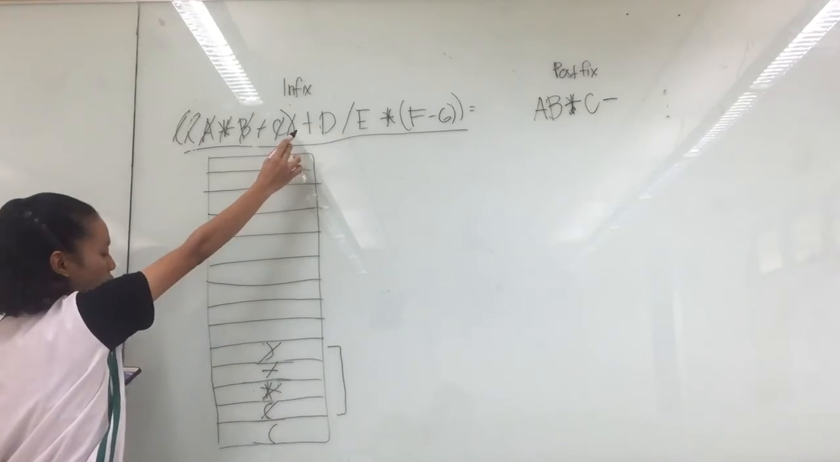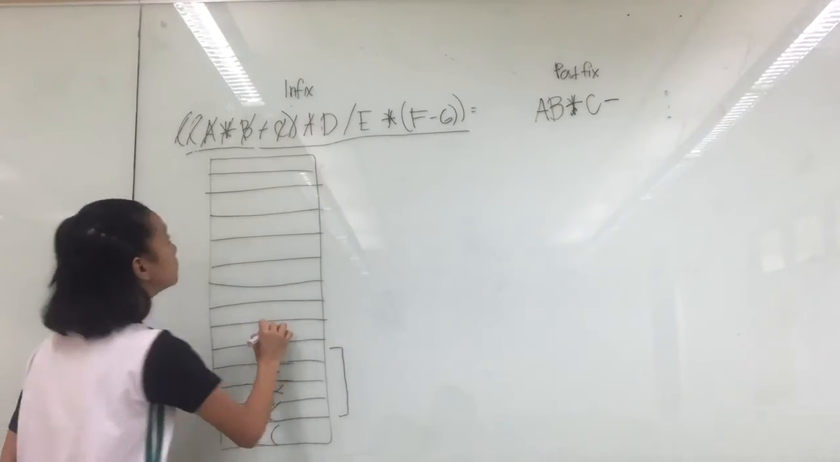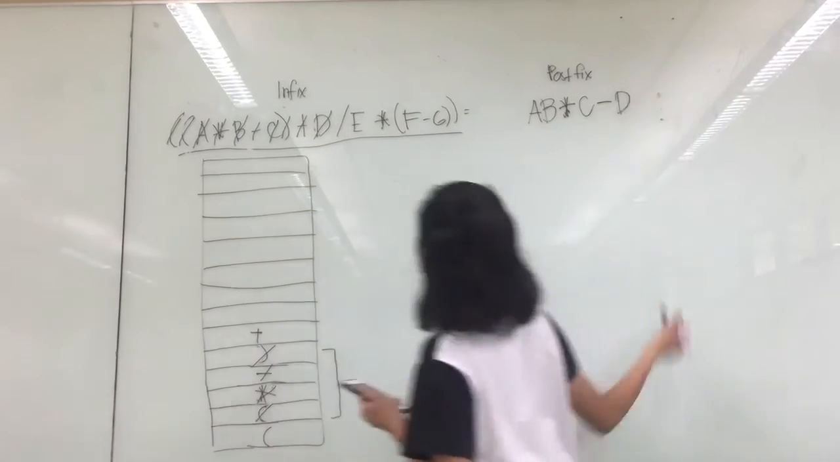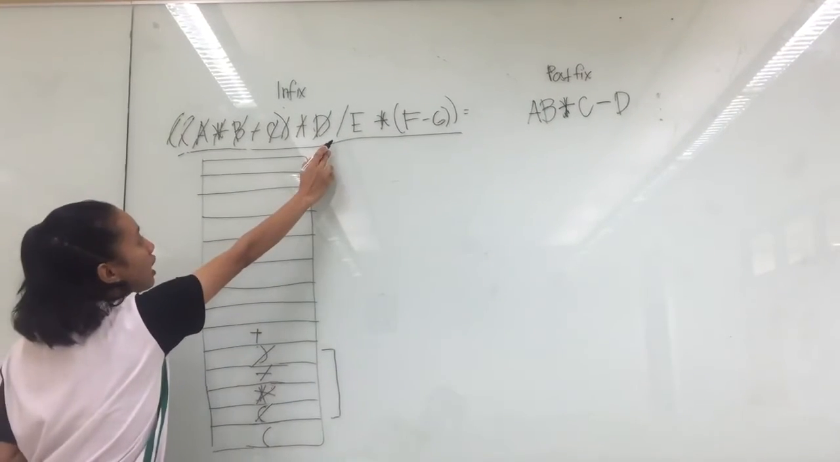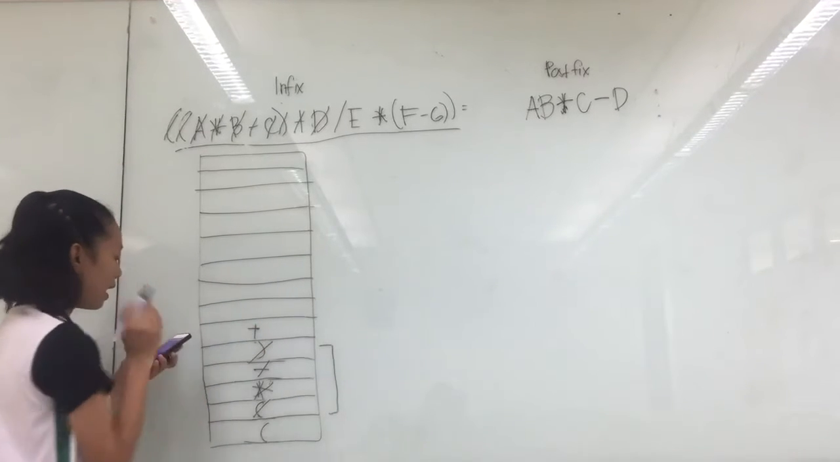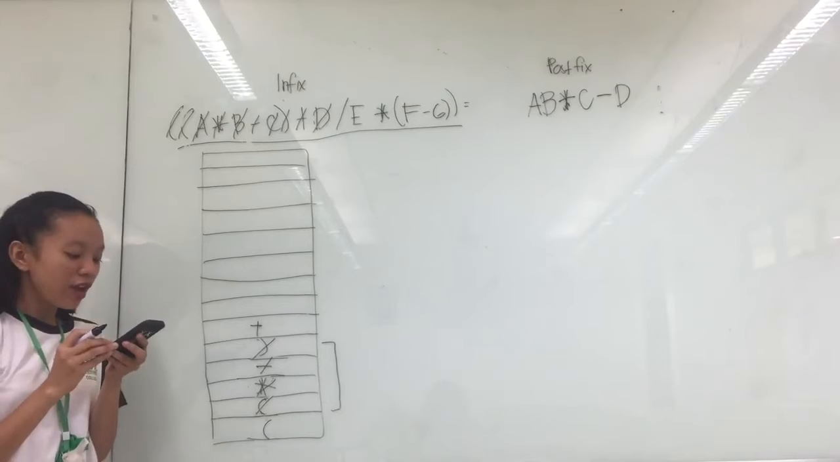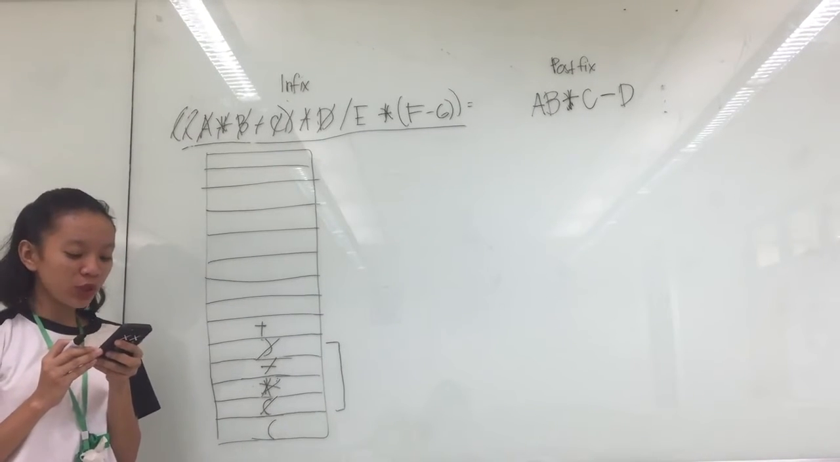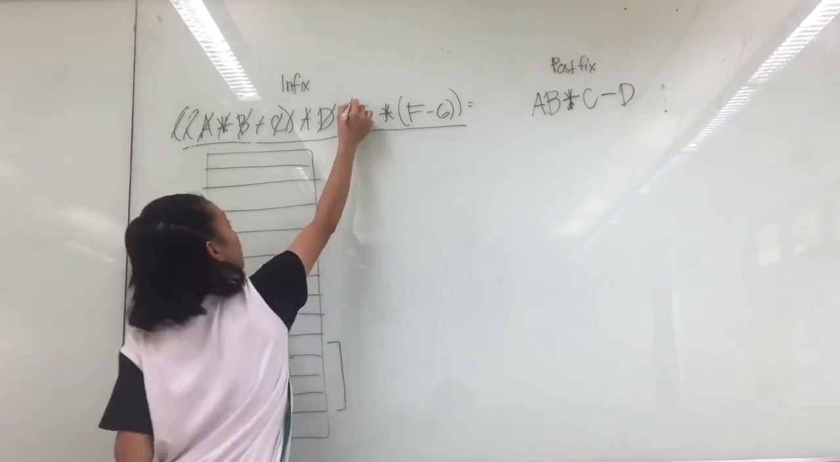Next, it is an operator. The letter D is an operand. We must write it on the postfix notation. Next is the division operator, and as we've said, if the topmost has a lower precedence than that of the symbol, push the symbol you are reading onto the stack.